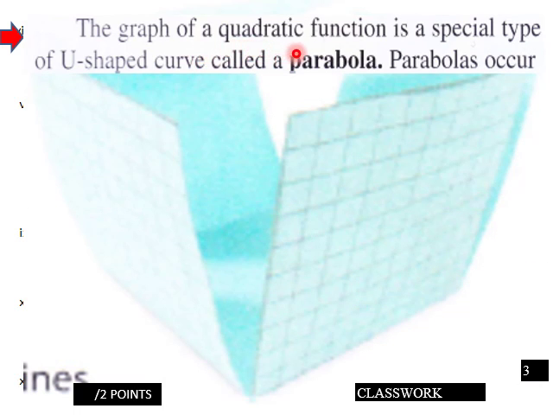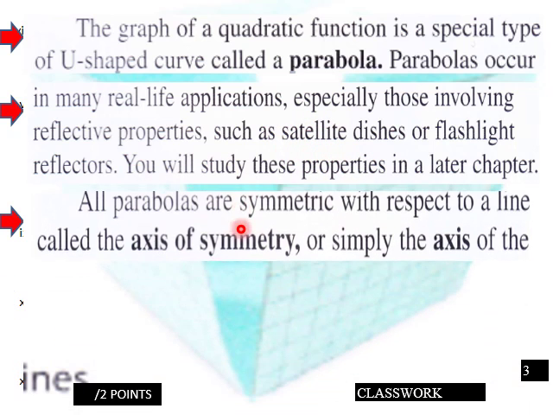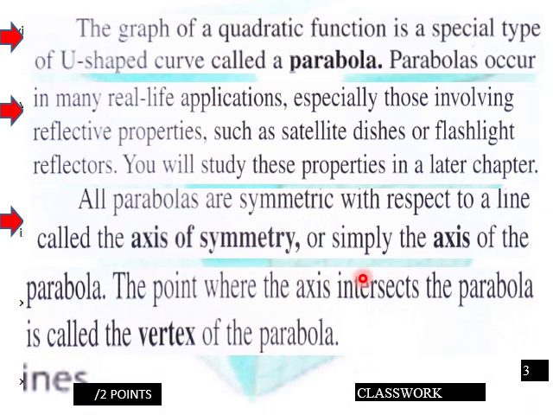The graph of a quadratic function is a special type of U-shaped curve called a parabola. Parabolas occur in many real-life applications like satellite dishes or flashlight reflectors. All parabolas are symmetric with respect to a line called the axis of symmetry, or simply the axis of the parabola. The point where the axis intersects the parabola is called the vertex of the parabola.